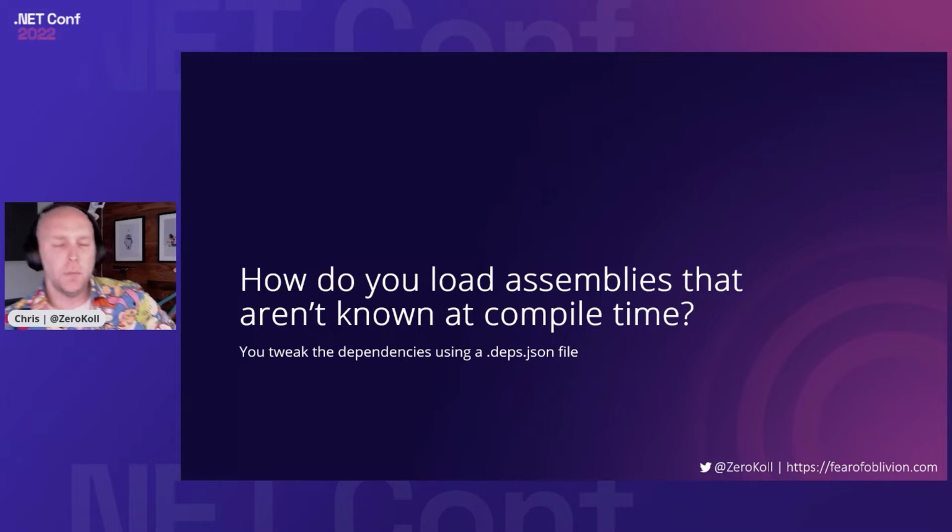So at this point, we've added code so that we can load our code into the ASP.NET Core application. But how do you load assemblies that aren't known at compile time? It's fine that I can create an assembly that has the IHostingStartup and that loads my functionality, but how do I get an assembly loaded into the runtime if the application doesn't know about it at compile time? And you use something called the deps.json file.